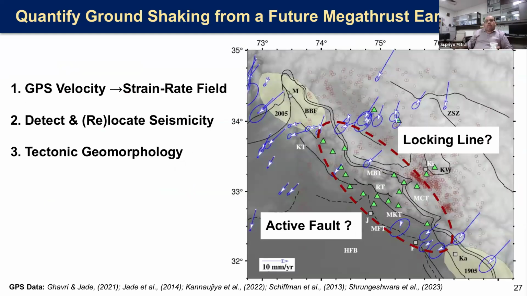So the way we do this is by looking at the GPS velocity vectors, turning it into a strain rate field, looking at the seismicity by detecting and relocating them, and then doing field work to look at the tectonic geomorphology, which Alex and Ashling did. So these are the three things that I'm going to quickly touch upon.